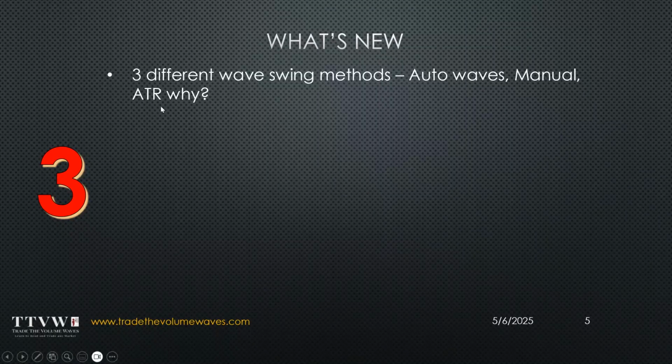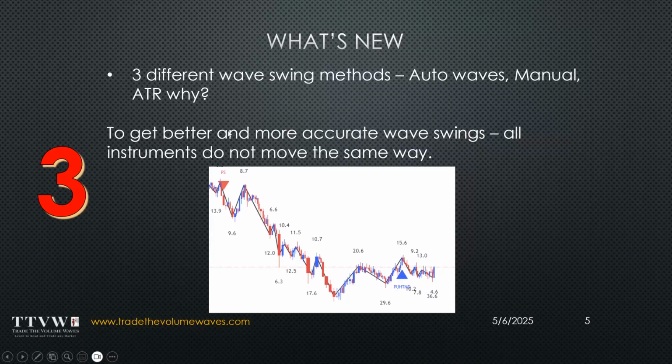And the last new swing method is the ATR methodology. So why all these three methods? Well, it's very simply in order to get better and more accurate wave swings. Because all instruments do not move the same way, and it's very important to get the correct volumes and the correct speed index numbers to get the correct swings, like in this one.